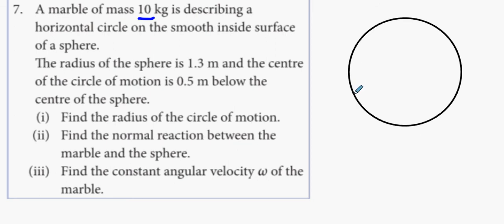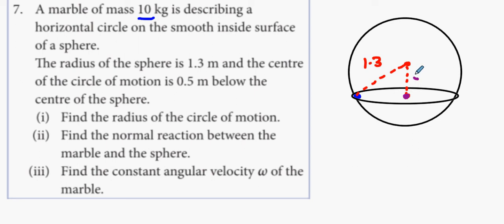So your marble's here, the centre of your circle is here, and it's doing circular motion at the bottom. The radius of the sphere is 1.3, so there's 1.3 right there. It's 0.5 below, so the purple dot is the center of your circular motion.